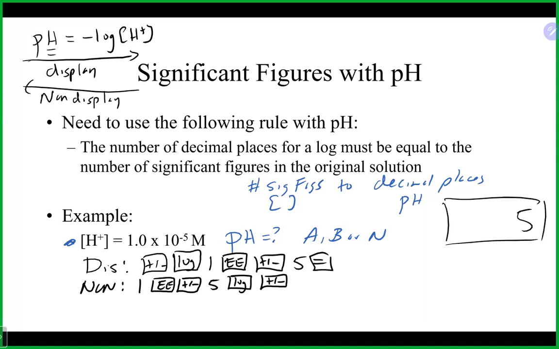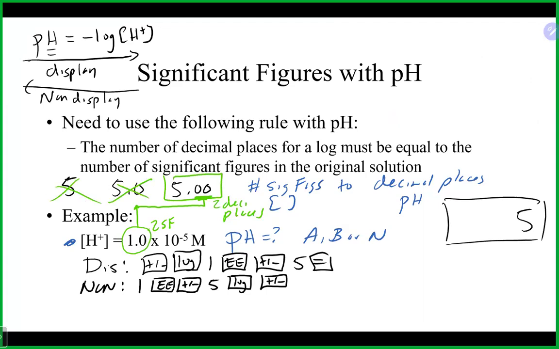Now we want to give the answer to the proper number of digits. So again, should it be 5? Should it be 5.0? Should it be 5.00? Again, the rule is this, which is very commonly misunderstood. I'm going to look at my concentration, which is written in scientific notation, which means this has 2 significant figures. And when I translate that into a pH value, that is not how many significant figures, but it is how many decimal places I should have, which is 2 decimal places. And that means that this is the correct answer. Should be 5.00. Again, 2 significant figures in the concentration gives you 2 decimal places in the pH.